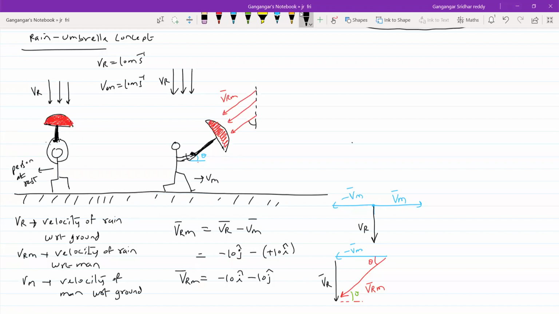So what is tan theta now? Vr by Vm. So this will be 10 by 10, 45 degrees. What is the velocity of raindrops? Magnitude I want. With what speed will raindrops strike the umbrella? I think it will be 10 root 2.